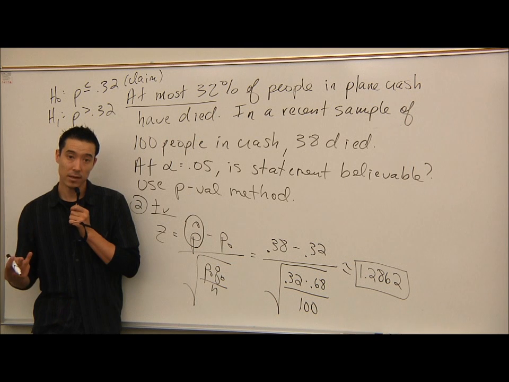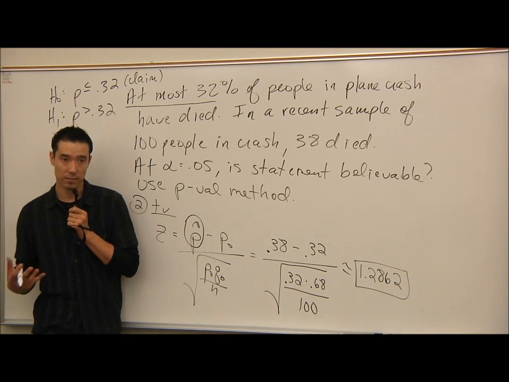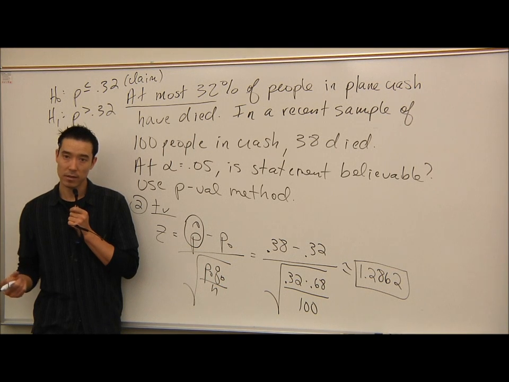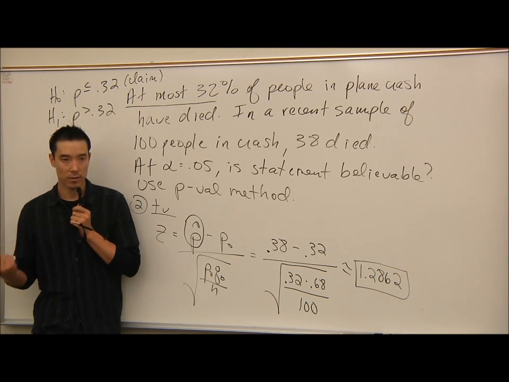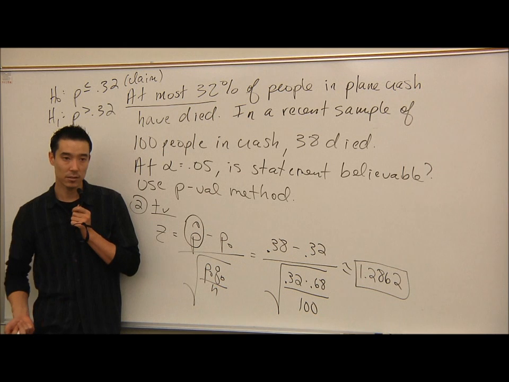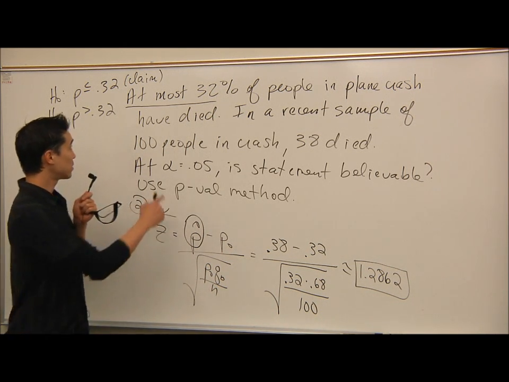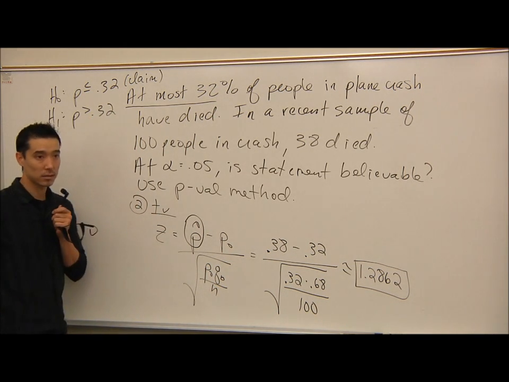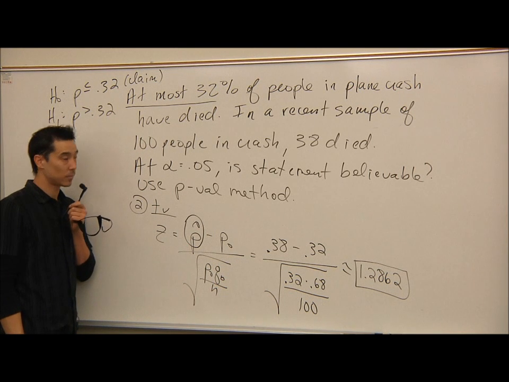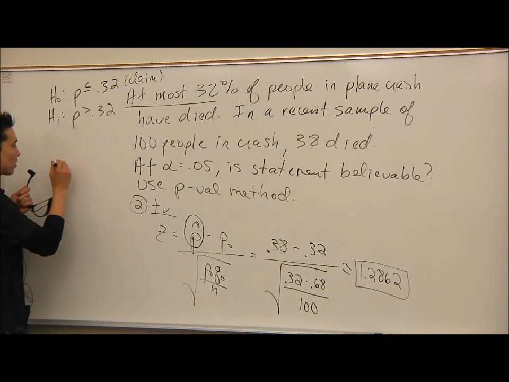Now, step 3 in a p-value method problem is to find the p-value. To find the p-value correctly, there's a couple of things you need to know. First, what distribution, and it's obviously the z distribution. And the second thing is, was this a right-tailed, left-tailed, or two-tailed test? It's right-tailed. So I'm going to draw my z distribution.